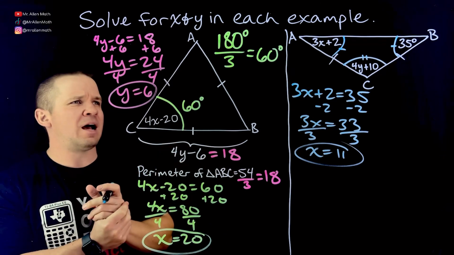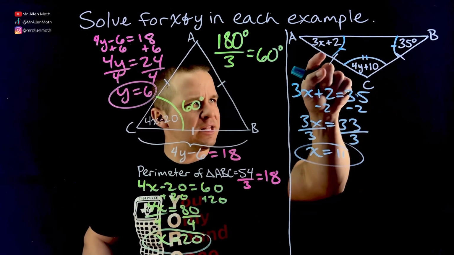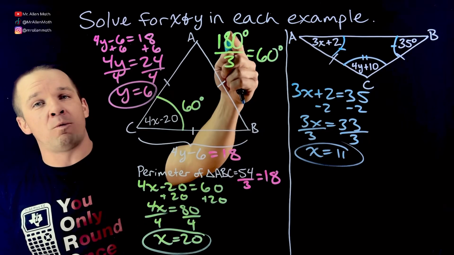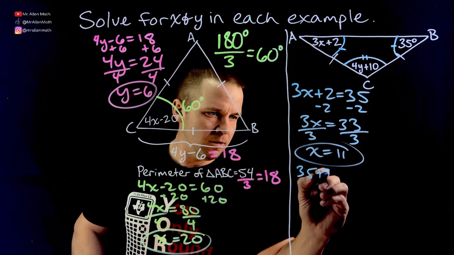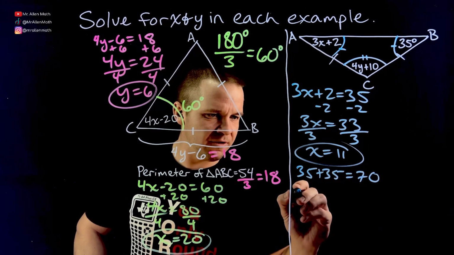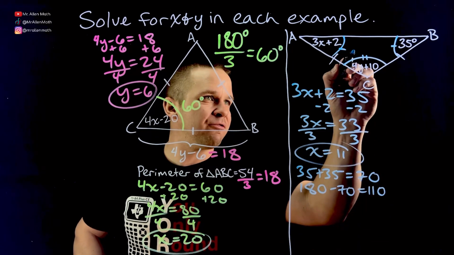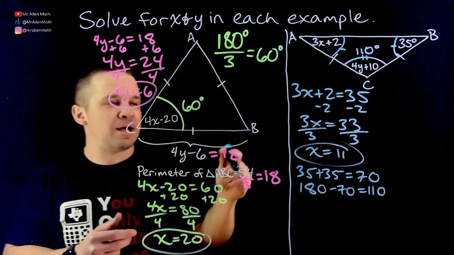But what can I do to figure that out? Well, if this is 35, then this has to be 35, right? And we said that all the angles in a triangle have to add up to 180. We used that in the last one. So these two, 35 plus 35 is 70. And if I did 180 minus 70, I'd get 110 left over for that angle right there. So let's set it equal to 110.